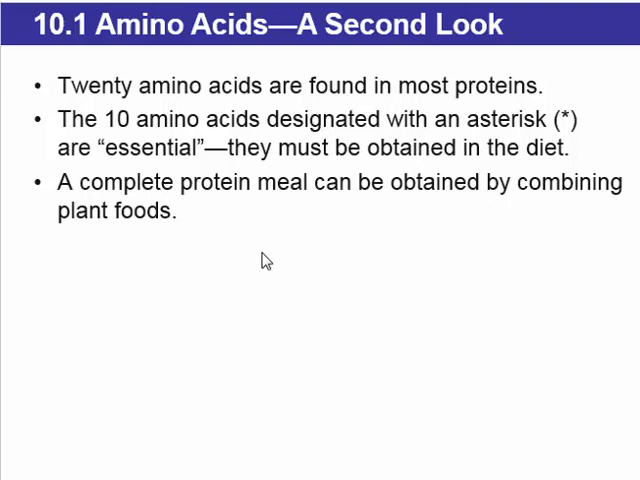You may have heard of a complete protein. That is a protein that contains the 10 essential amino acids. Most plant foods do not have complete proteins, but you can make a complete protein meal by combining plant foods so that all 10 amino acids that are essential are included.